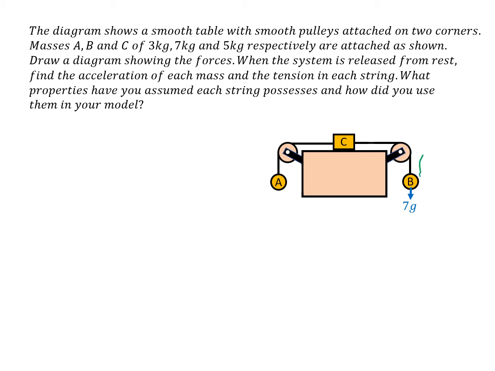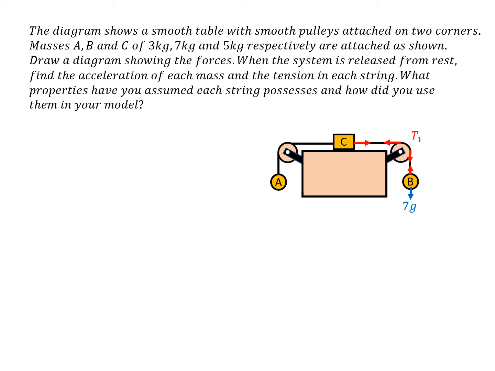Now this string here going from B to C is a single piece of string. So if we assume that the string is light, then the tension along the whole length of that string will be the same. So I've got the tensions at both ends of this section of the string, and like I say, if that is a light string, then all of these tensions will be the same as each other. I'm going to call them all T1.